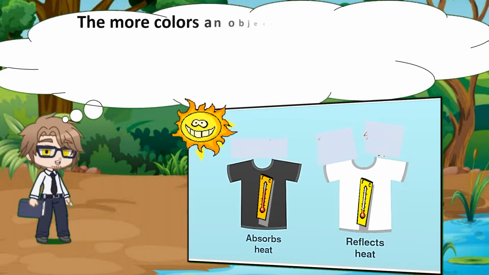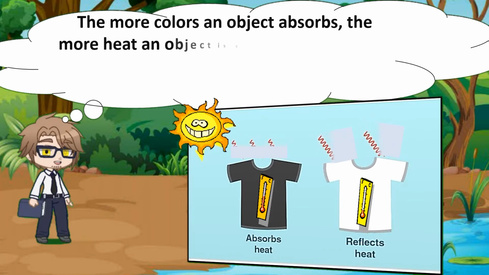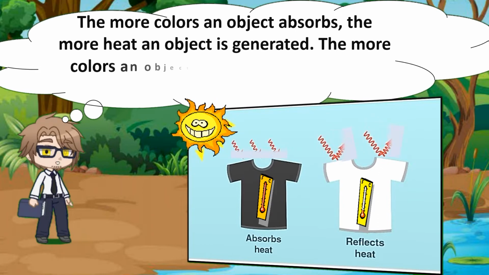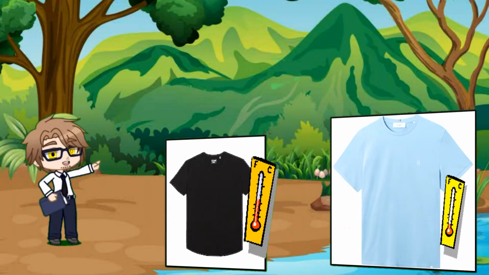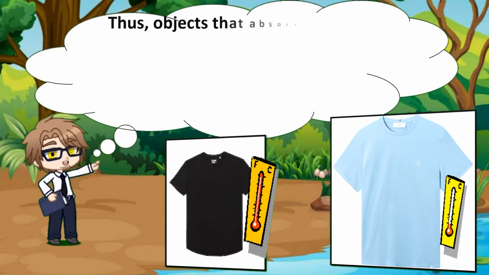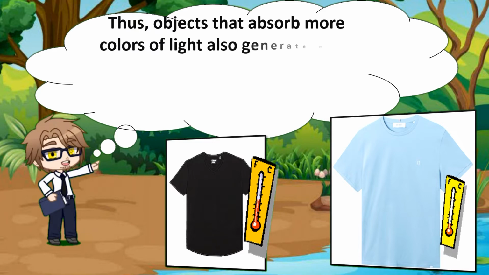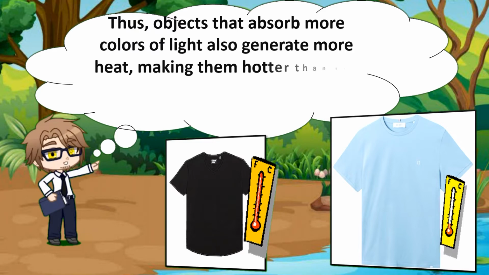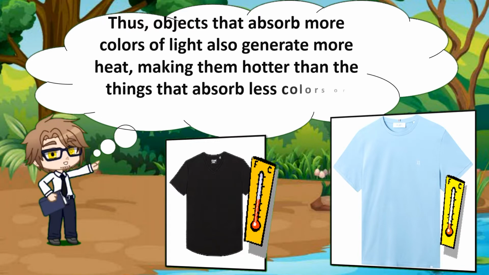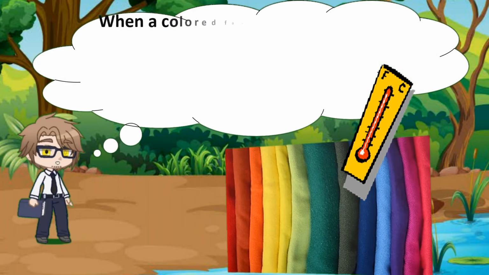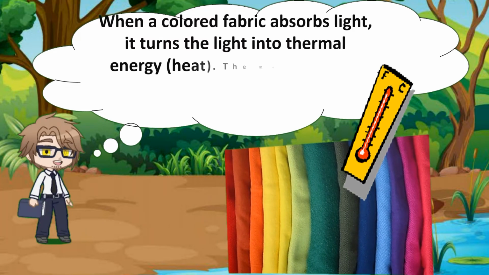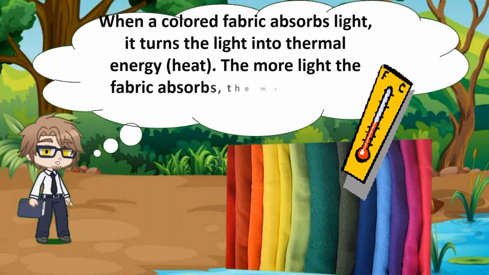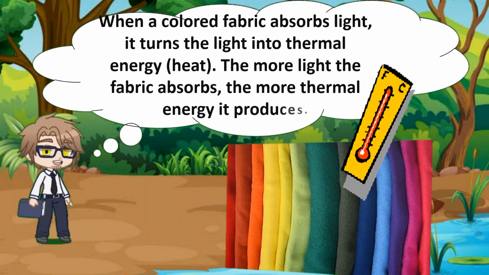The more colors an object absorbs, the more heat an object generates. The more colors an object reflects, the less heat an object generates. Thus, objects that absorb more colors of light also generate more heat, making them hotter than the things that absorb fewer colors or reflect more colors. When a colored fabric absorbs light, it turns the light into thermal energy, heat. The more light the fabric absorbs, the more thermal energy it produces.